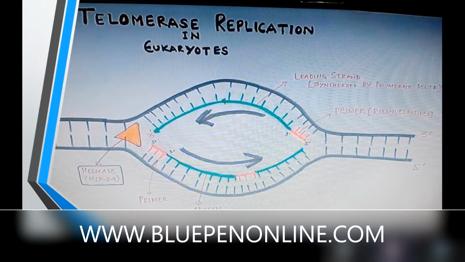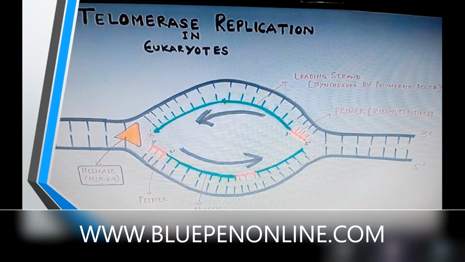What is this MCM 2 to 7? Mini chromosome maintenance protein. It is a hexamer that contains 6 subunits, 2 to 7. The helicase is loaded along with this MCM. This helicase moves to this end. This is the last portion.